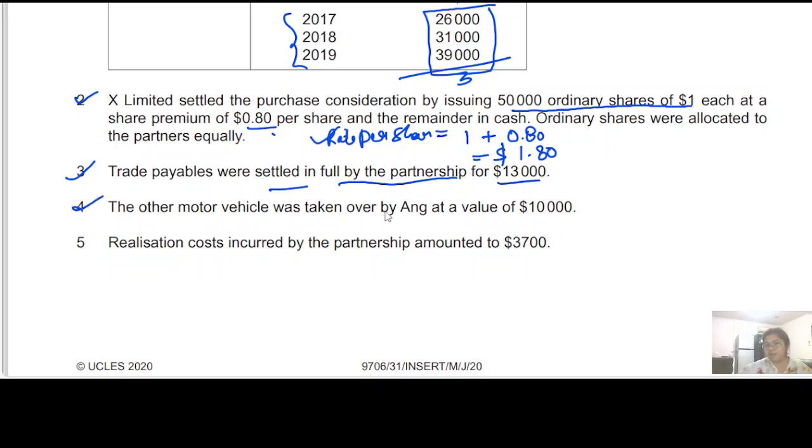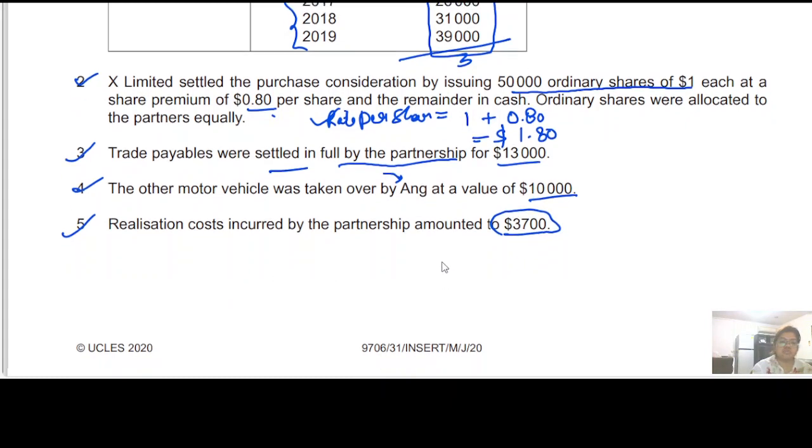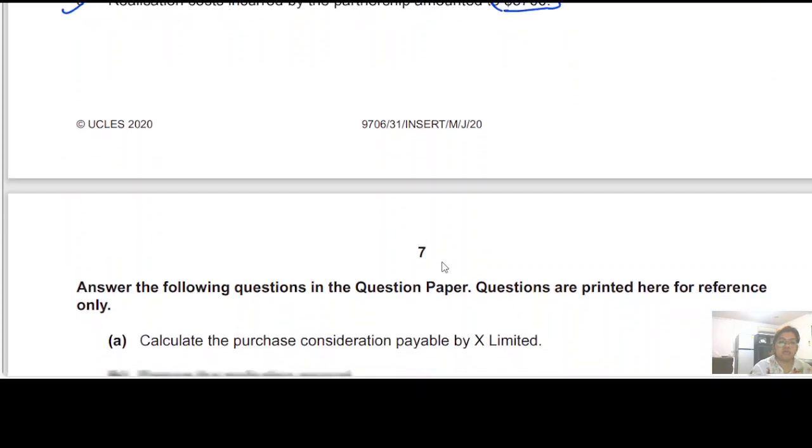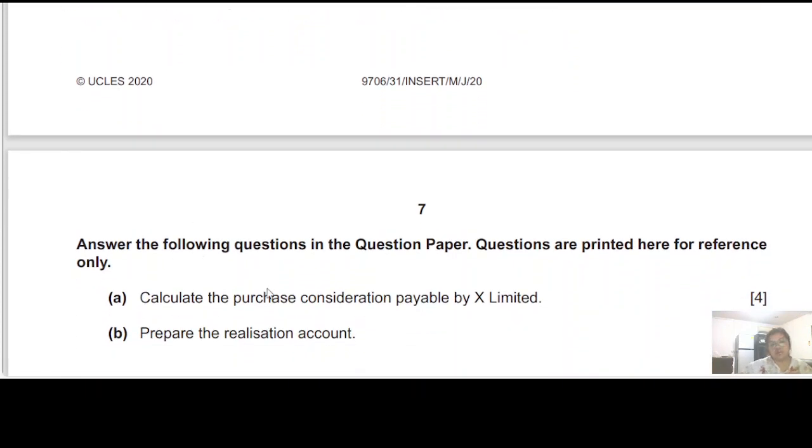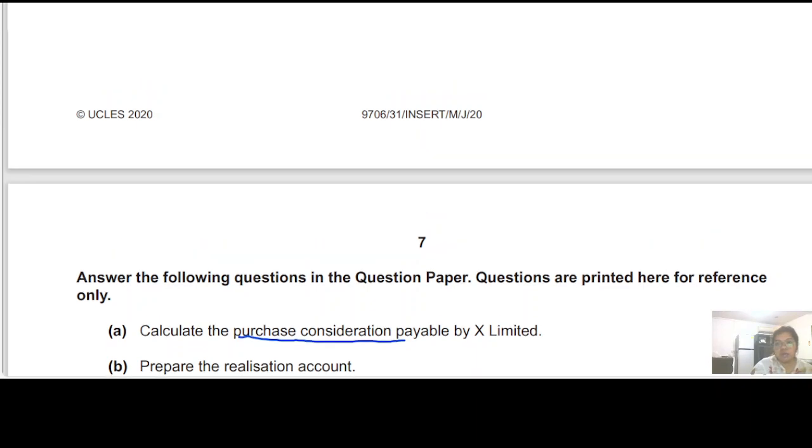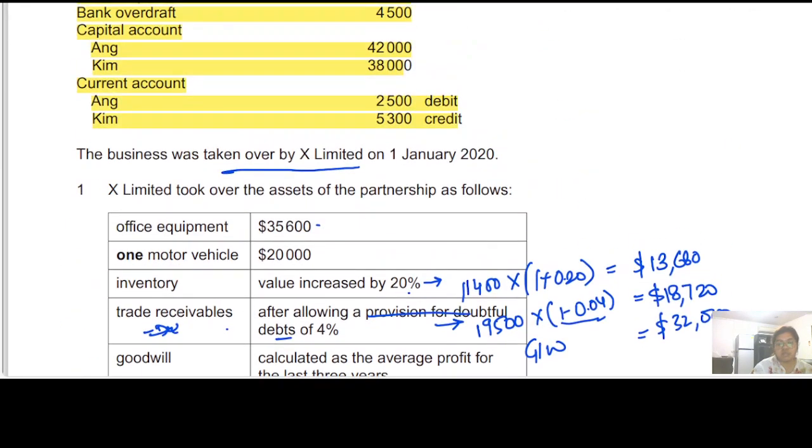The motor vehicle is taken over by Ang at a value of $10,000, and the realization expenses are 3,700. So now the first question in front of you is to calculate the purchase consideration. It is very easy, because half of the work you have already completed, as it is clearly given here.